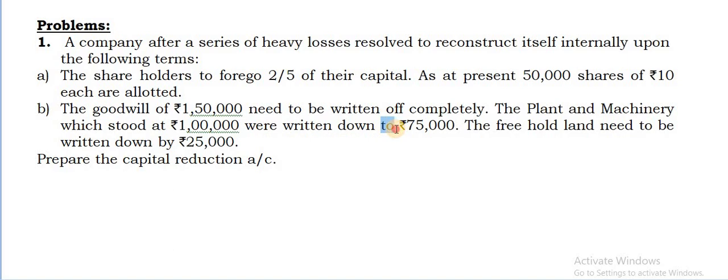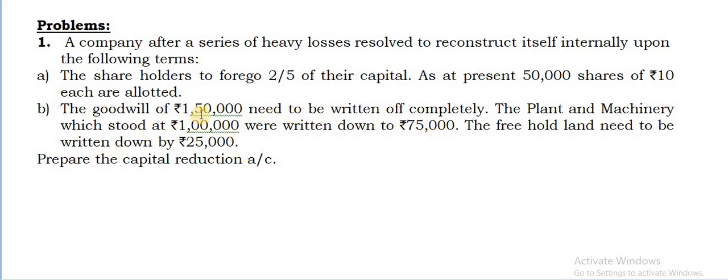So be careful. What is it that I said? If it is given to take the difference in the capital reduction account. If it is written down by, then the same amount you have to take in the capital reduction account. So that is the amount foregone. The freehold land needs to be written down by. You see now the word, what is the word given? By. So therefore the same amount you take in the capital reduction account. So 3 assets are written off.